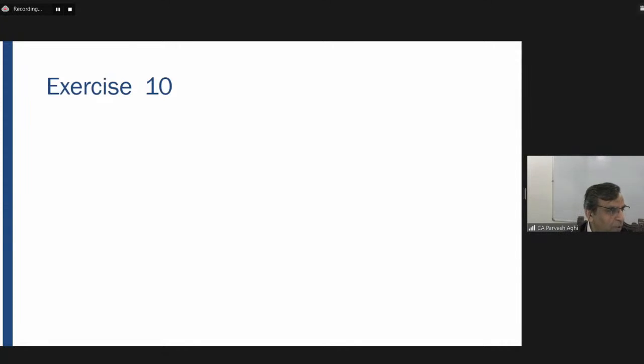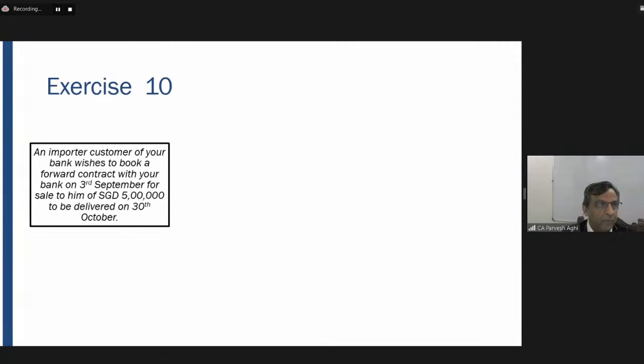So now we do exercise number 10. Okay. So let's begin. An importer customer of your bank wishes to book a forward contract with your bank on 3rd September for sale to him of Singapore dollars, 5 lakh Singapore dollars to be delivered on 30th October.